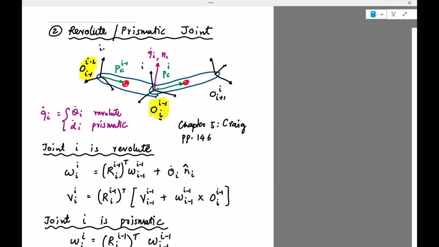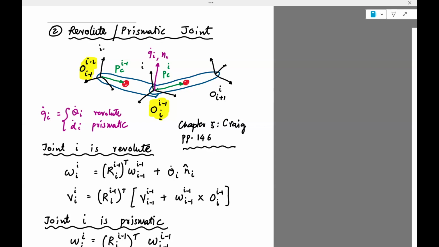So we could have two cases of q dot. If it is theta dot, it means the revolute joint. And we've not really looked at prismatic joint in this course, but you could also have a prismatic joint. A prismatic joint allows you to move linearly. It doesn't lead to rotation. These are taken from a book by J.J. Craig, chapter 5, page 146, and you can refer to it if you want.